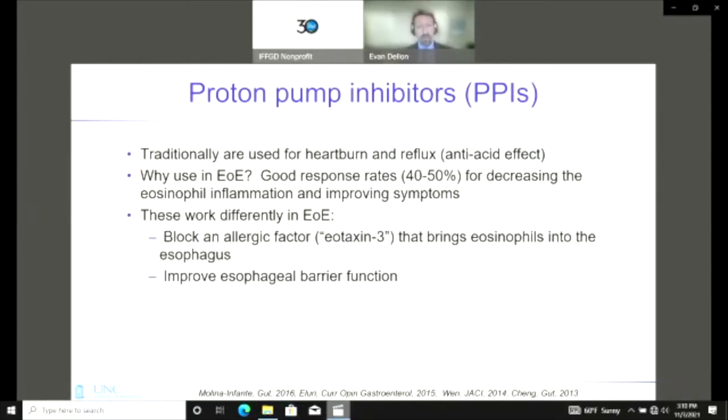Well, it turns out they have good response rates, maybe 40 to 50% of the time. They will decrease the inflammation with the eosinophils and make people feel better. And it's important to realize that if these are prescribed for EoE, it's not really for their anti-acid function. They have an anti-allergy effect that works differently in EoE. They block an allergic factor that seems to bring the eosinophils to the esophagus, and they help improve the esophageal barrier and make it less leaky. So these are often one of the initial medicines that are used.